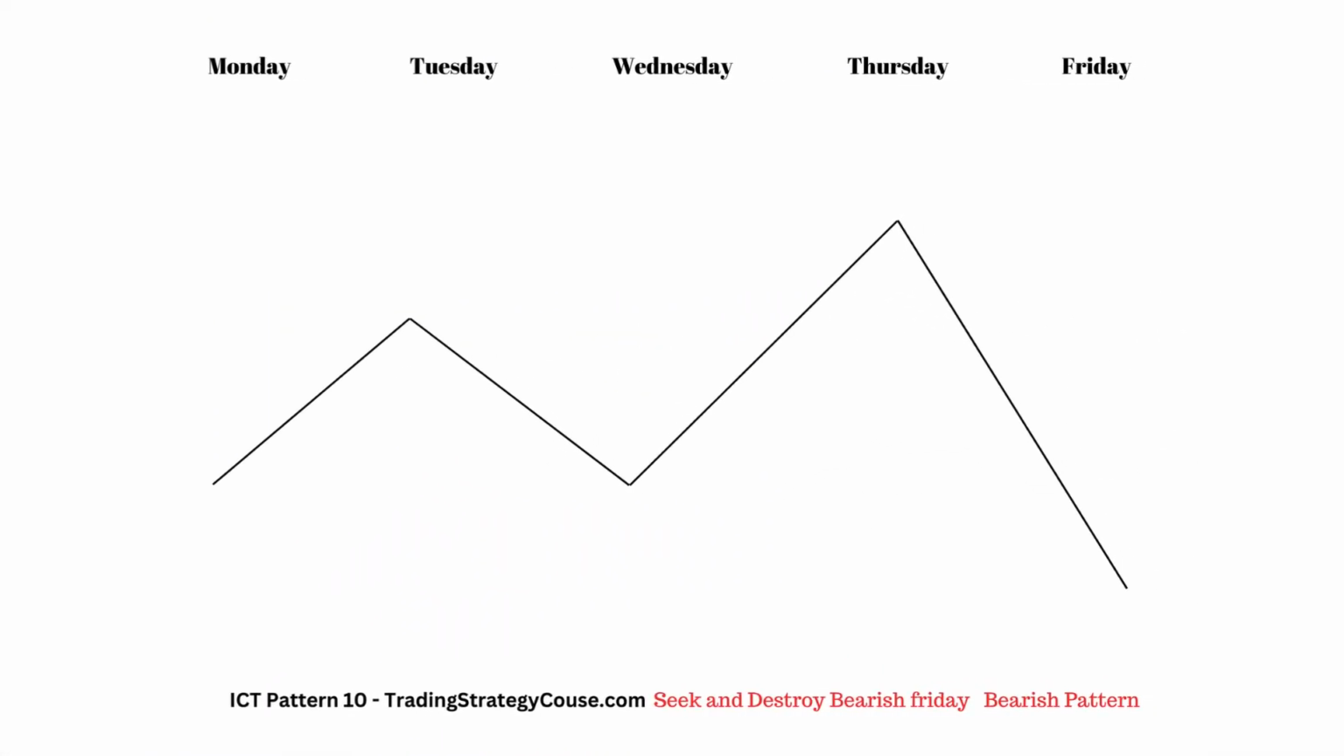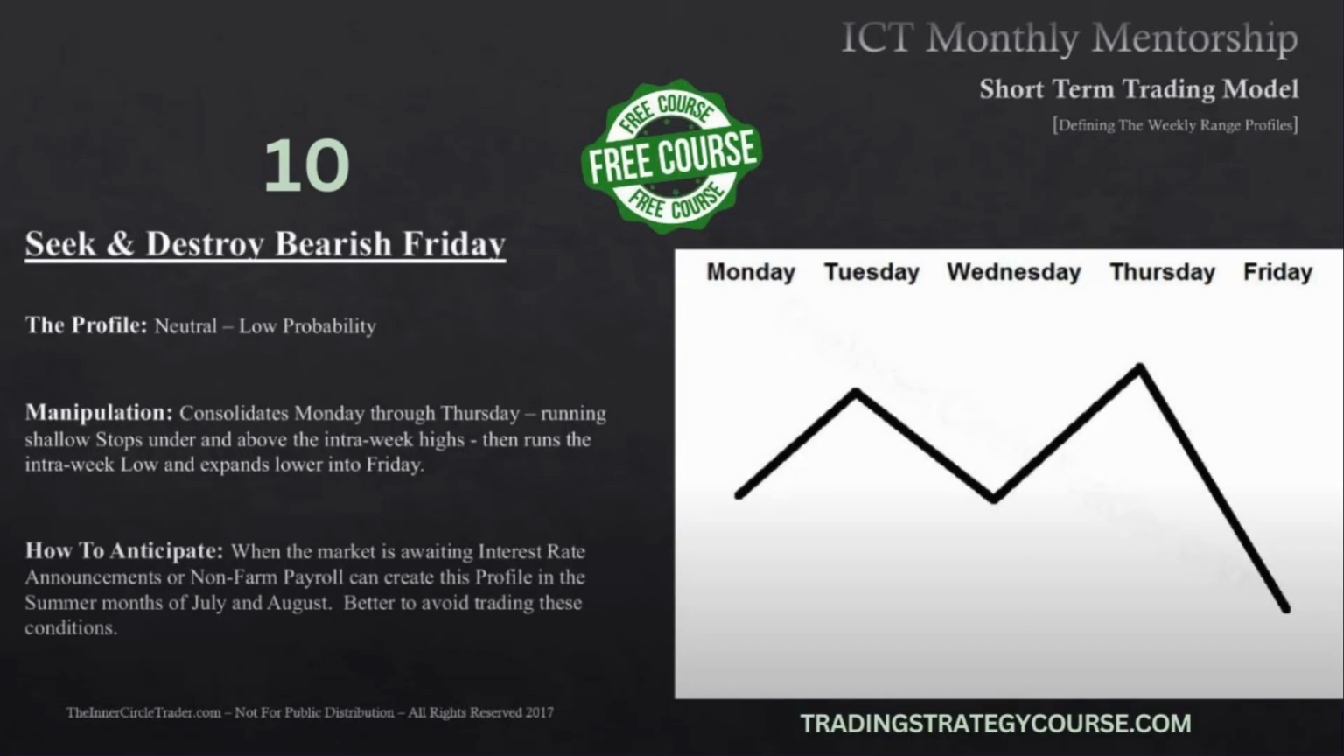July and August. Navigating seek and destroy bearish Fridays in Forex markets. In the Forex landscape, Fridays present a unique seek and destroy bearish profile, typically carrying neutral or low probability implications. This pattern manifests as price consolidation from Monday to Thursday, with minor fluctuations around the entry week highs and lows. The decisive movement occurs when the price hits the intra-week low and then descends further into Friday.